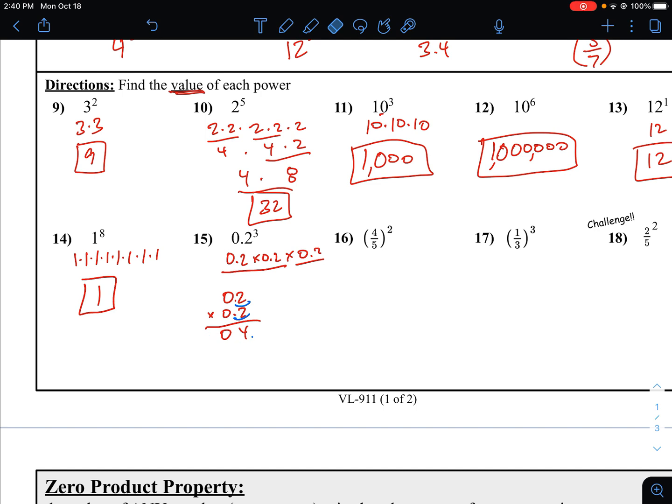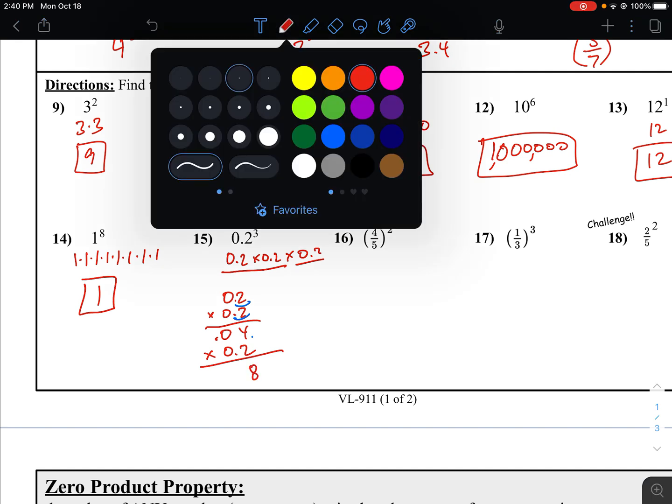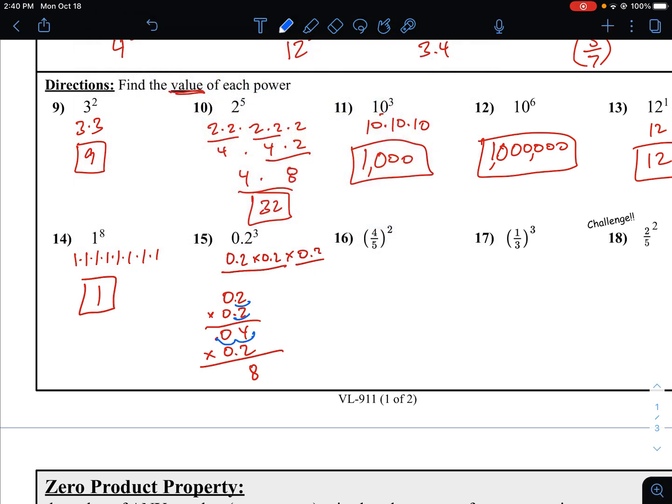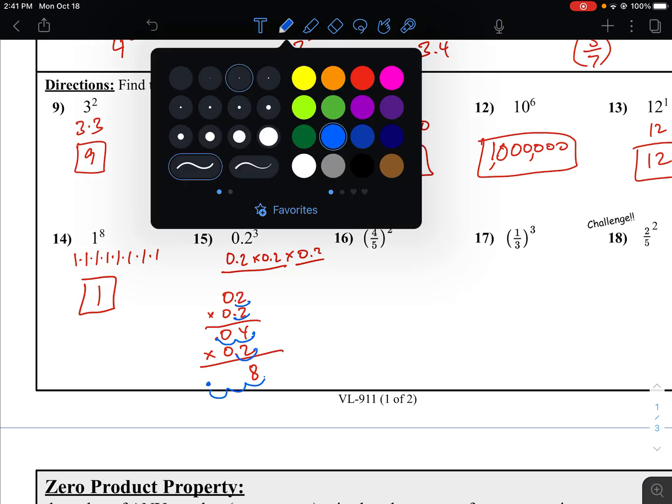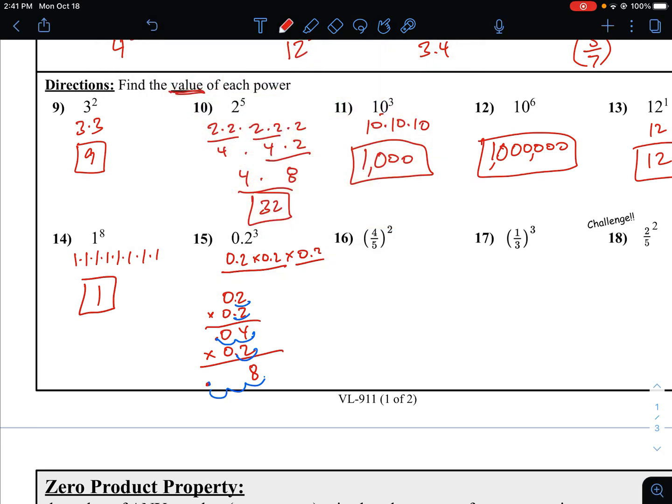Now we have to multiply it by 0.2 again. So we have 0.04 times 0.2. You do not have to line up your decimals when you multiply. You deal with the decimals afterwards. So 2 times 4 is 8. And how many decimal places do we have? We have 1, 2, and 3, which means we have our decimal 1, 2, 3. Decimal goes right there. So let's put our decimal 0, 0. So our answer is actually 0.008 for that one.